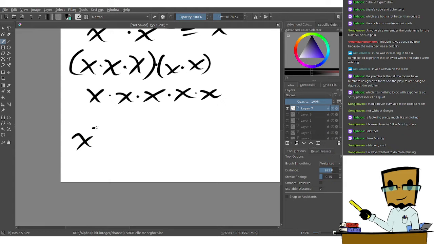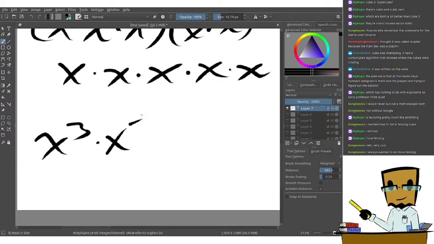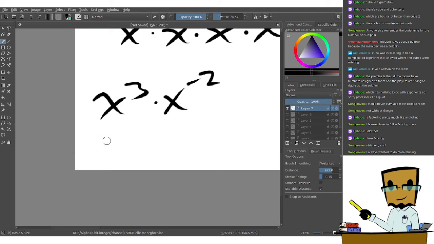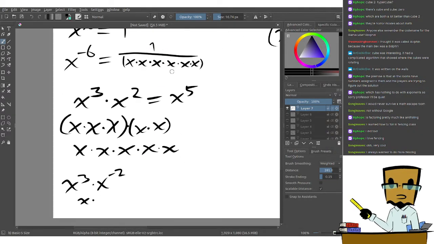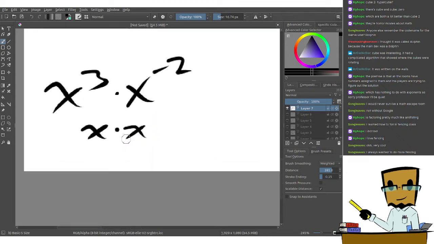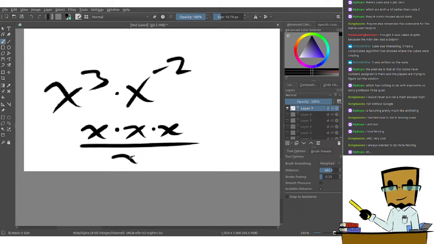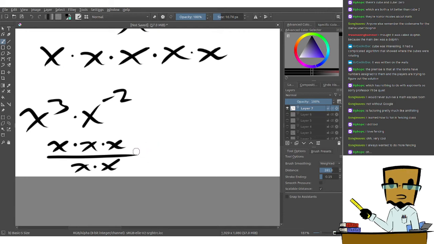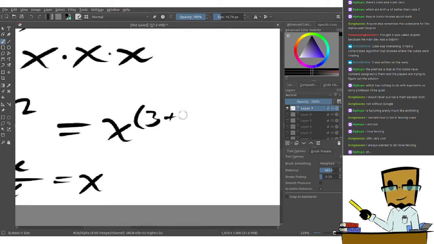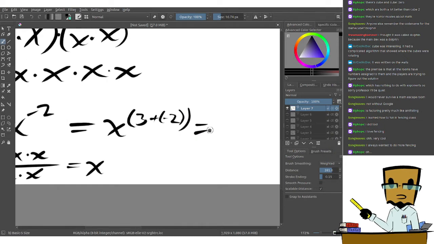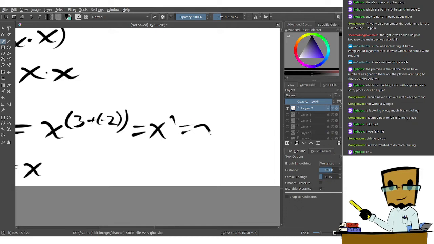What about x to the power of 3 times x to the power of negative 2? Well, let's do it this way first. Negative exponents mean 1 over the result. x times x times x over x times x, and these cancel out, and we get only 1 x. So, check this out. It's exactly the same. We're adding the exponents together, 3 plus negative 2, which is equal to just x to the power of 1, which is just x.